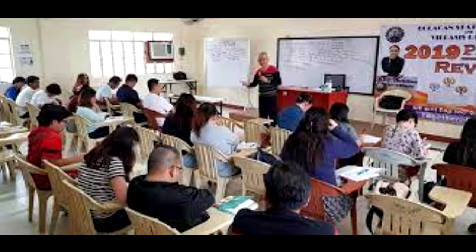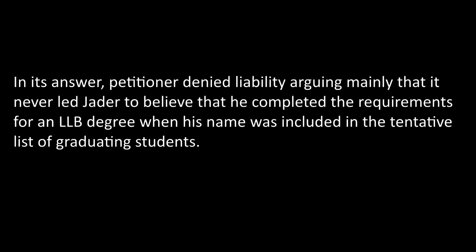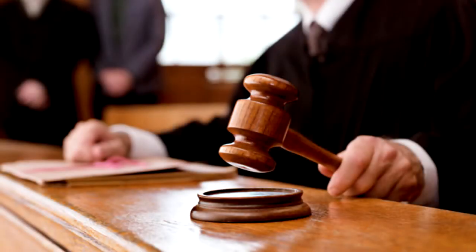In its answer, petitioner denied liability, arguing mainly that it never led Hadir to believe that he completed the requirements for an LLB degree when his name was included in the tentative list of graduating students. The issue of the case: may a university be held liable for damages for misleading a student into believing that the latter had satisfied all the requirements for graduation? The ruling of the court: yes, it may be held liable.